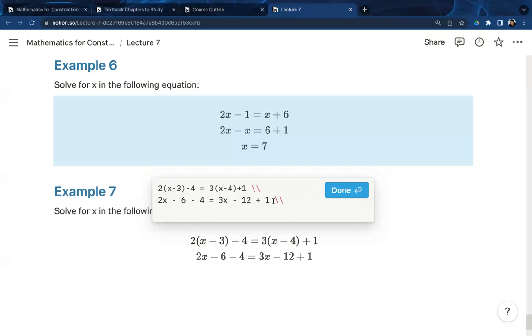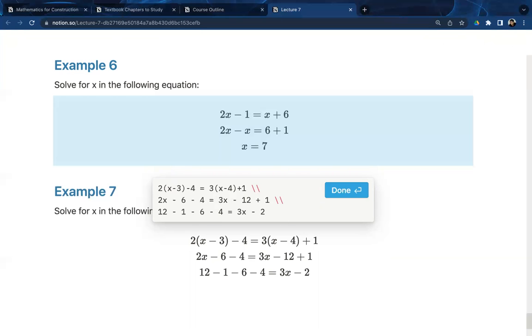So like the negative 12, I'll move it from the right hand to the left hand, so it becomes positive 12. Same thing with the 1. The 1 becomes negative 1. I already have the 6 and the 4, which are negative there. So I throw the numbers on the left hand side. On the right hand side, I have my 3x already there, but I move across 2x, so it becomes minus 2x.